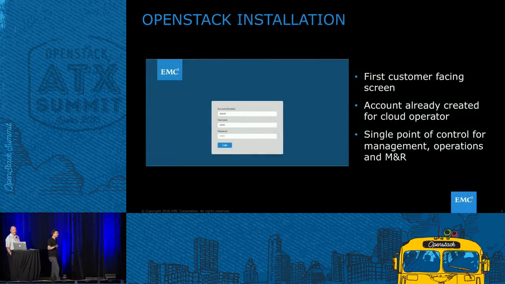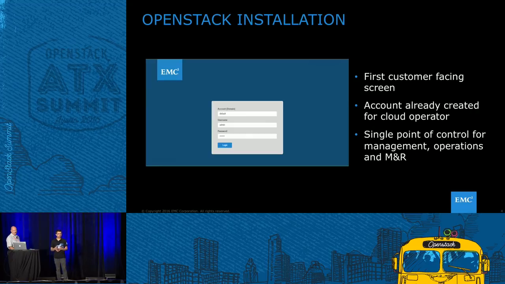So here's the first screen that a customer gets to see with Project Caspian. And the user in this case is a cloud operator who is setting up the cloud so that it can be consumed by the end users or application developers. Think of the business units or maybe different companies if you're a service provider. At this point, we have one user that's already been created in a local database, the cloud operator's username, which is what is used to log in.